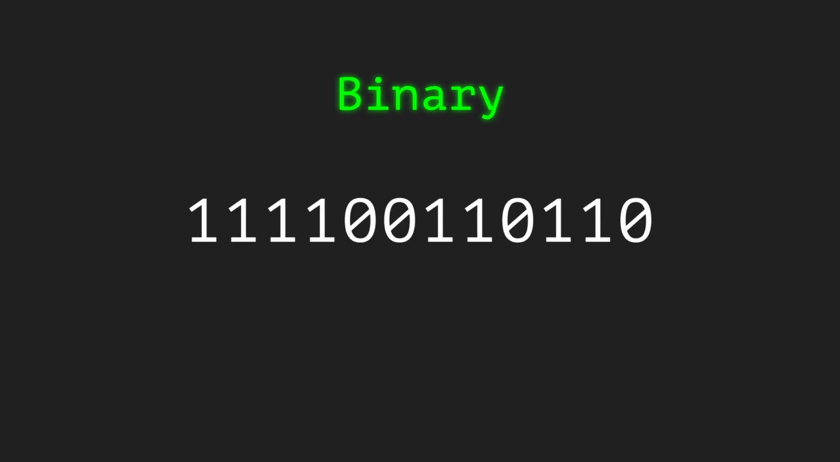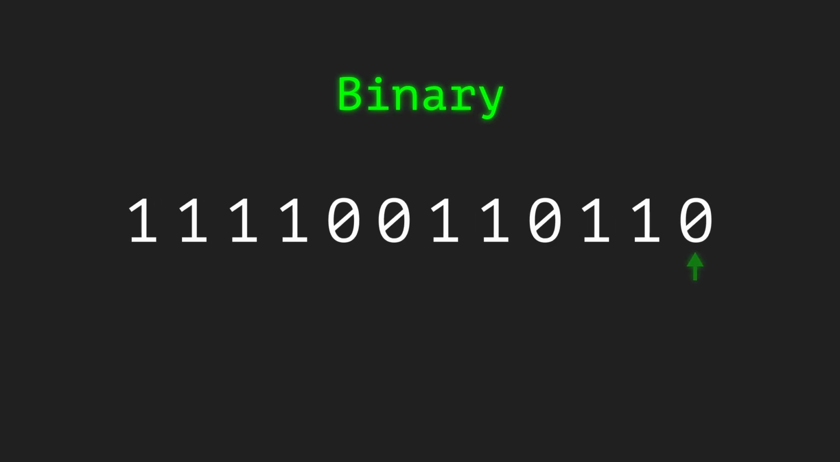Next, let's try this with the binary number 111100110110. So starting with the 0 on the far right, we're going to write the place, power, and value, just like we did before. However, there's going to be one key difference. If you notice in the power column, we're starting with 2 to the power of 0 instead of 10 to the power of 0. That's because in the binary number system, there is no digit for 2.